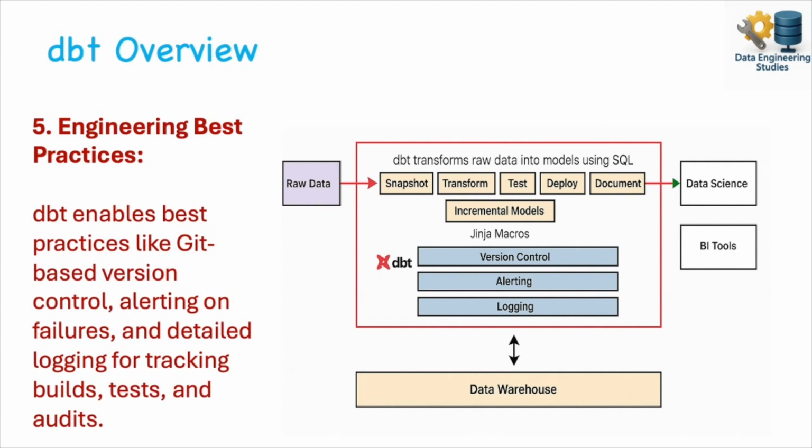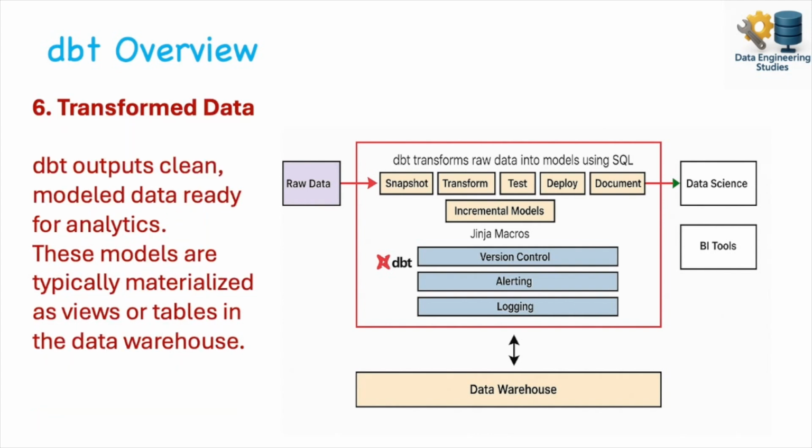Finally, let's talk about the output of all this transformation work, the transformed data. With DBT, the raw data is cleansed, structured, and modeled into formats that are ready for analysis. These transformed models are typically materialized as views or tables in the data warehouse. This means that analysts and data scientists can now work directly with reliable and well-defined datasets without worrying about raw or messy data.